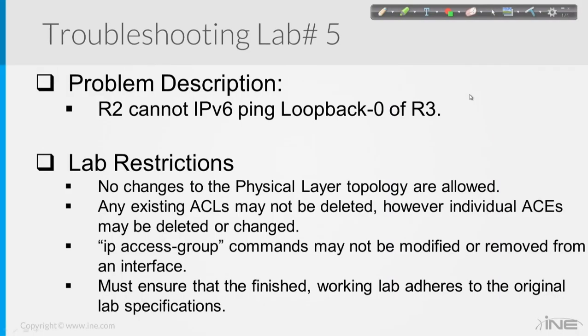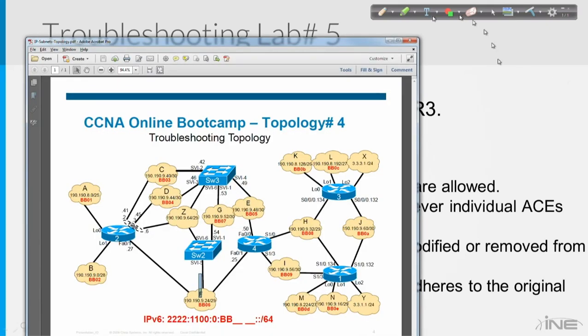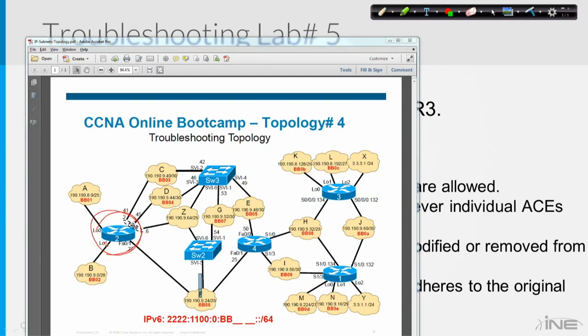So in this particular lab, we once again have an IPv6 pinging problem where router 2 cannot ping the loopback 0 of router 3. So if we bring up our topology diagram just real quickly, the problem here being that router 2 as a source cannot ping BB0B on router 3.